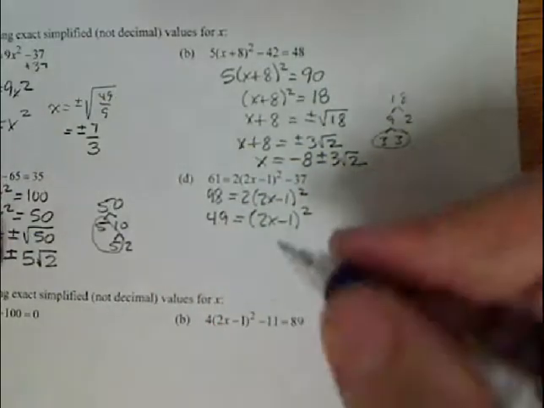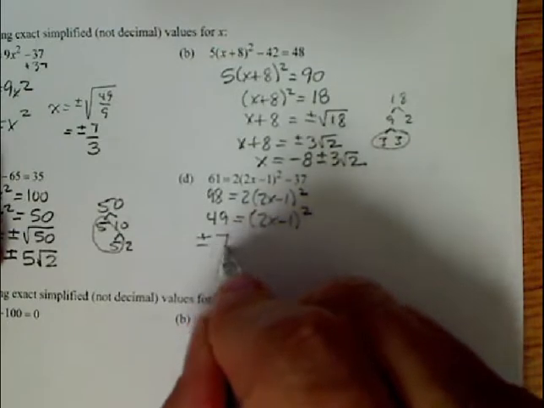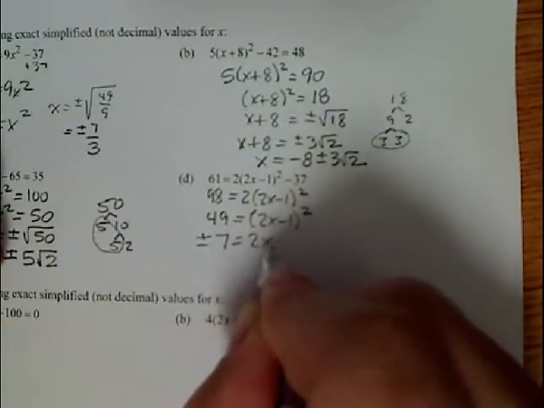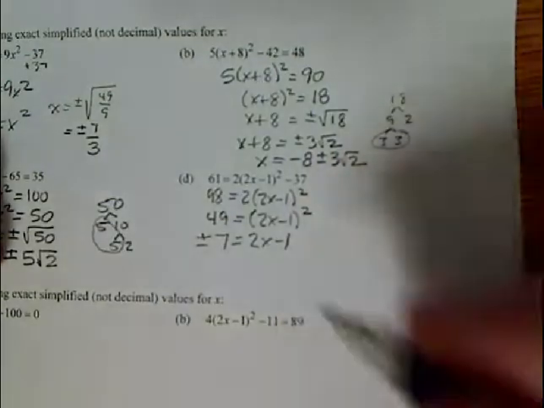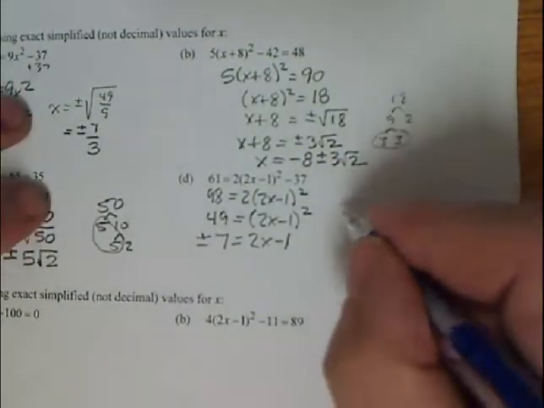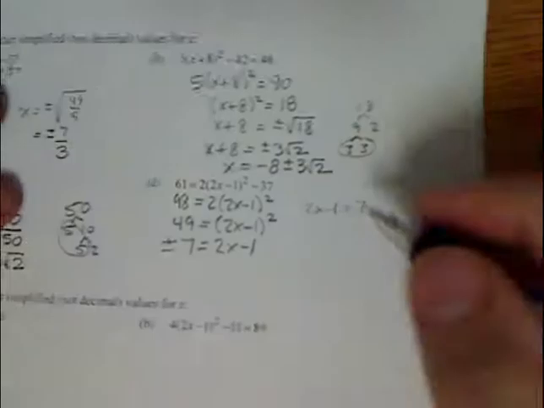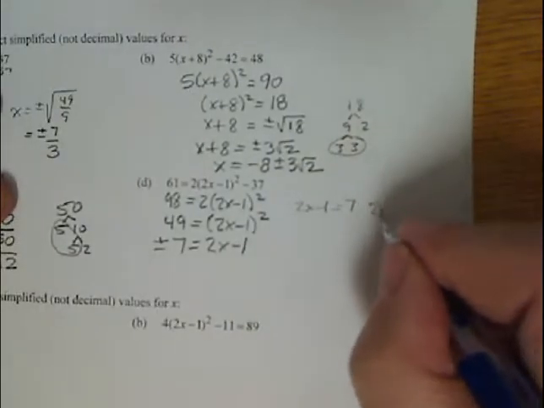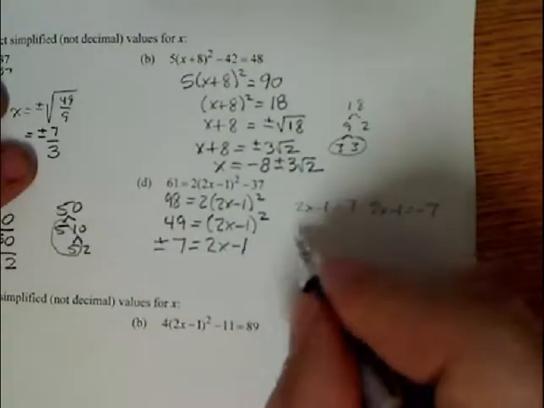Okay, now I'm going to take the square root. I get plus or minus the square root of 49, which is 7. So this one we're going to be able to solve out completely. So what I'm going to do is you have basically two equations now. I have either 2x minus 1 equals 7, or I got 2x minus 1 equals negative 7. So solve each one of them.